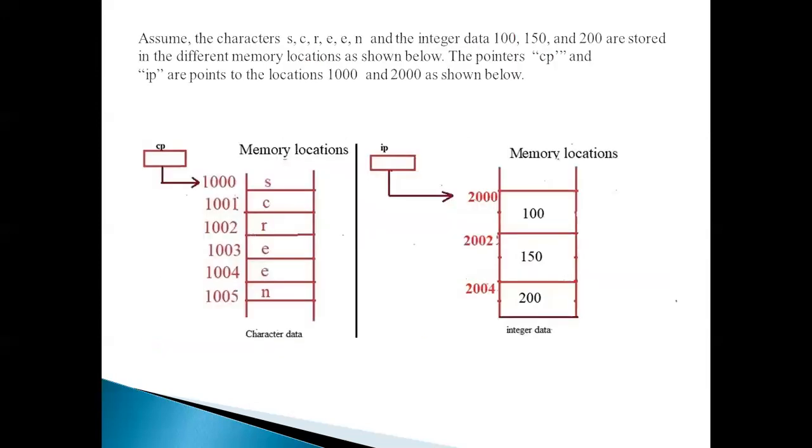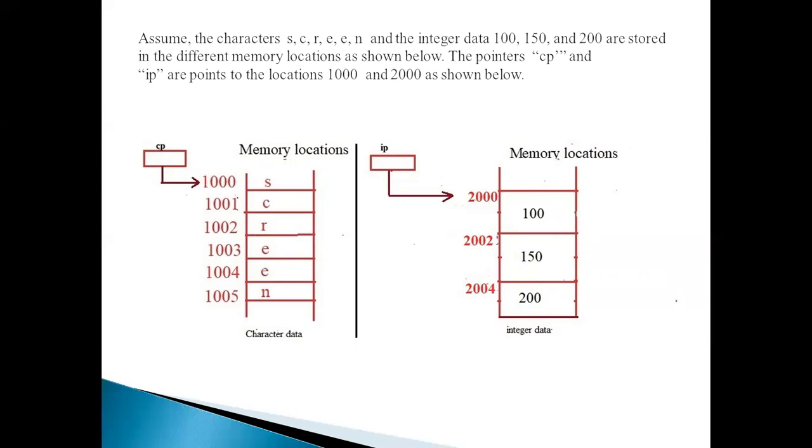See the diagram. Assume the characters S, C, R, E, N and the integer data 100, 150 and 200 are stored in different memory locations as shown below. The pointers CP and IP point to the locations 1000 and 2000 as shown below. Starting from the memory location 1000, the set of characters S, C, R, E, N are stored. Similarly, starting from the memory location 2000, the set of integer data 100, 150, 200 are stored.